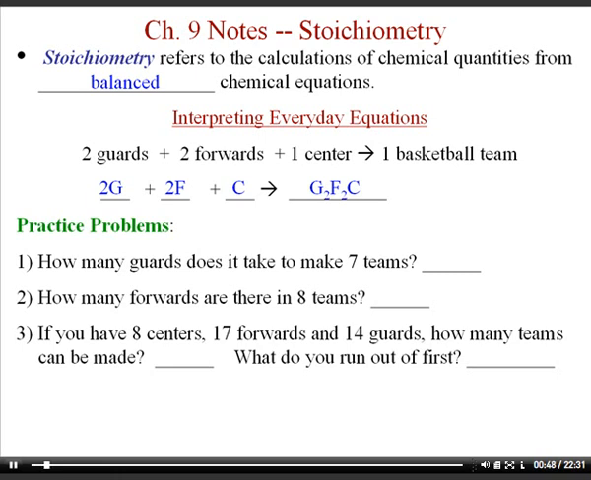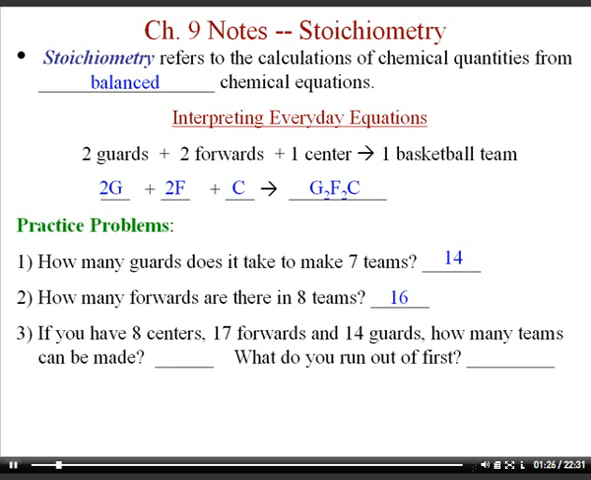So what we're going to do is look at this everyday equation, and we're going to determine the answer to these questions. It says, how many guards does it take to make 7 teams? Well, if you look at the ratio of guards to teams, it takes 2 guards to make 1 team. So if you want to make 7 teams, you're going to have 14 guards. And now we ask, how many forwards are there in 8 teams? We do the same thing. If you look at the ratio of forwards to teams, again, we have this ratio of 2 to 1. So for every 2 forwards that you have, you would only make 1 team. So if we're going to try to make 8 teams, we're going to need 16 forwards.